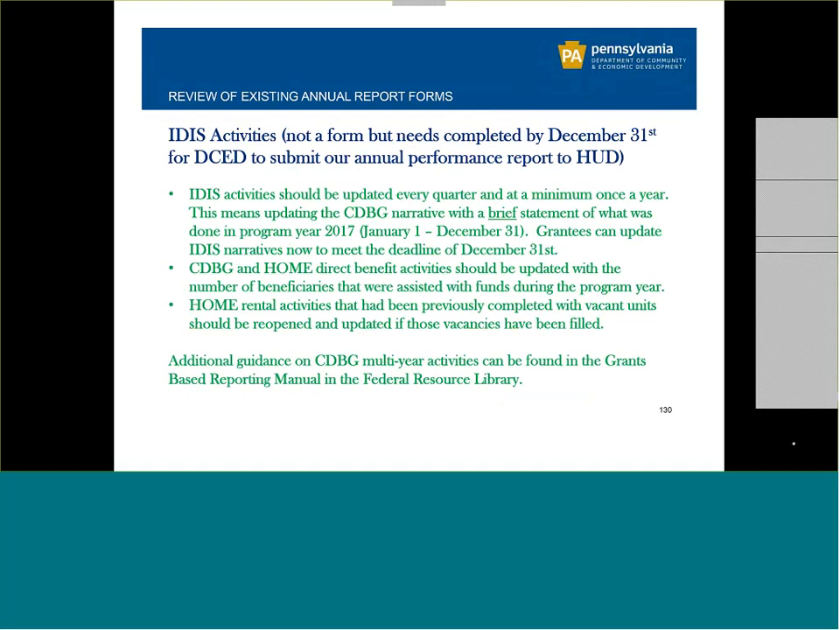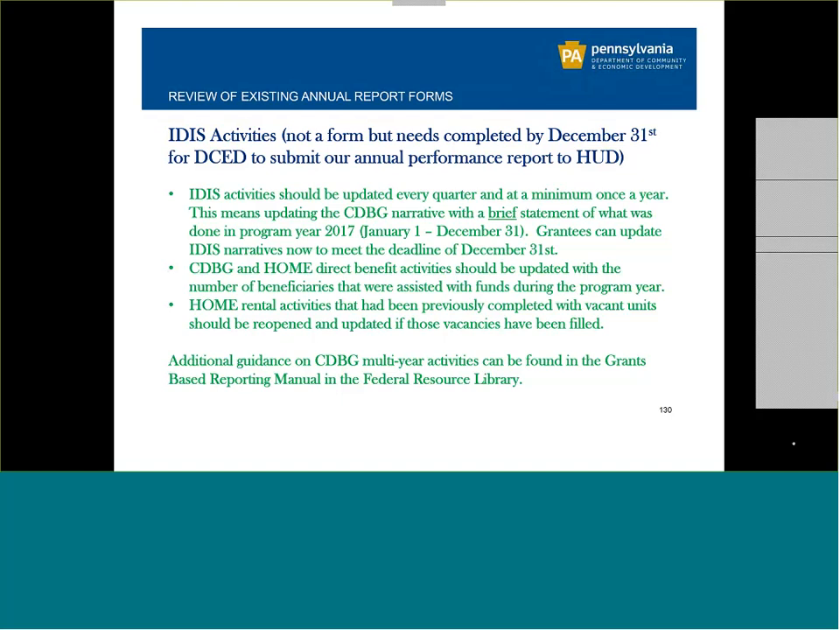Tina. Thank you. This is the same information that we've talked about probably for the past 13 years since I've been here. But we want you to update your IDIS activities once a year at minimum. HUD prefers once a quarter. That would mean for your direct benefit activities, you would report the beneficiaries as you go along. For your area benefit activities, you would change the activity to completed when your national objective has been met.